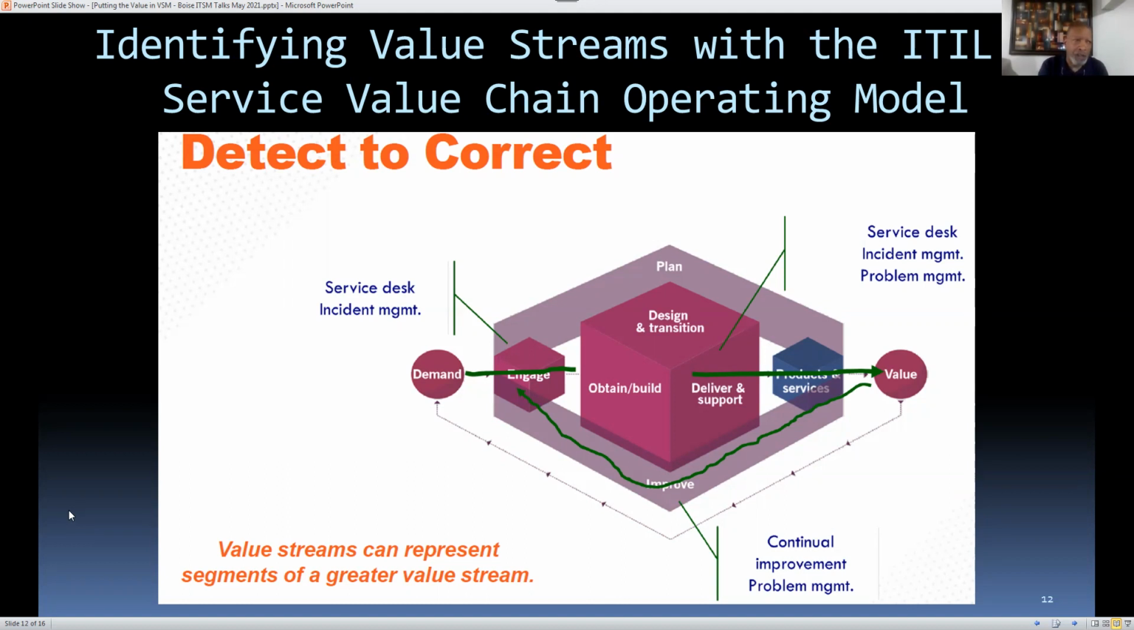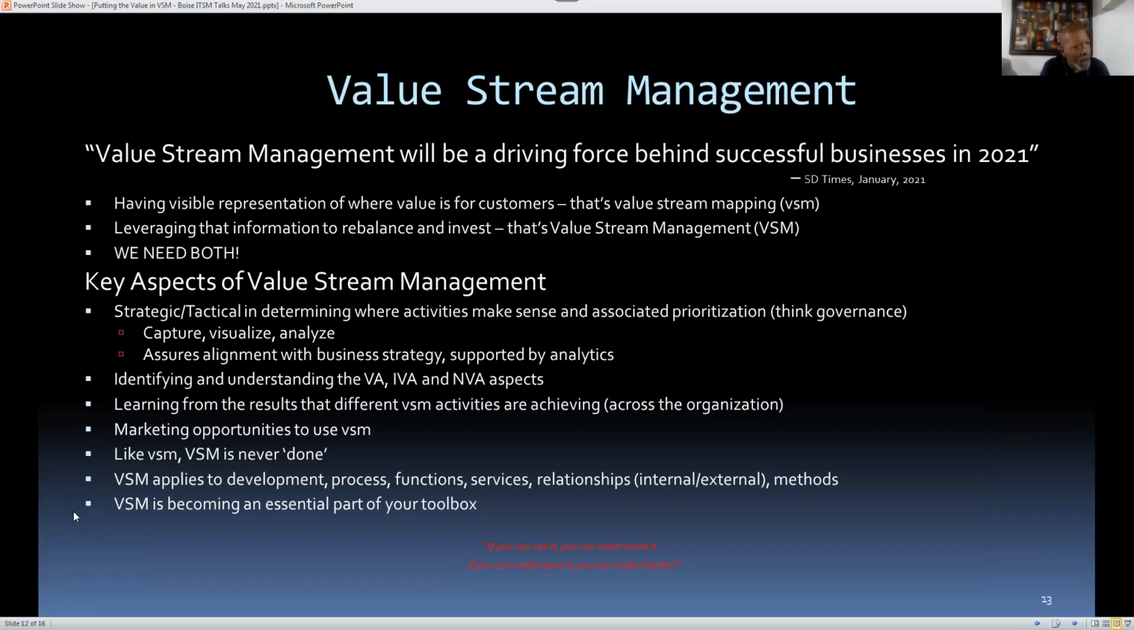Jeff, I think this is a good time to help these folks get some exposure to value stream mapping versus value stream management. Now, I've talked around it, but this kind of brings it together. The first thing that I want to call your attention to is the quote at the top, because this is from earlier this year. But let's be clear, there's data. I went back as far back as 2018, and Forrester was talking about how value stream mapping can help.